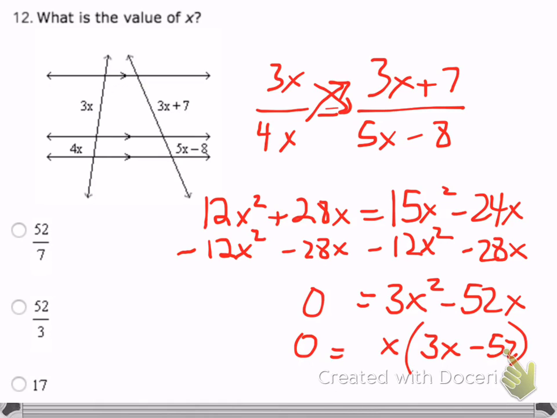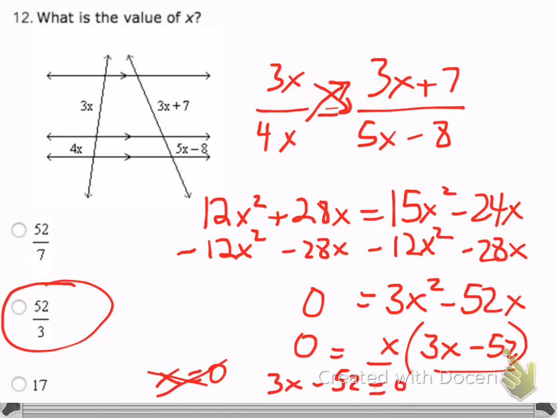And then from there you set each of these factors equal to 0. So if x equals 0, that's not possible. We would have 0 length here. So x equals 0 is not a solution in the geometry application of this. 3x minus 52 equals 0 is. So add 52 and divide both sides by 3. And we get the correct answer is 52 over 3.